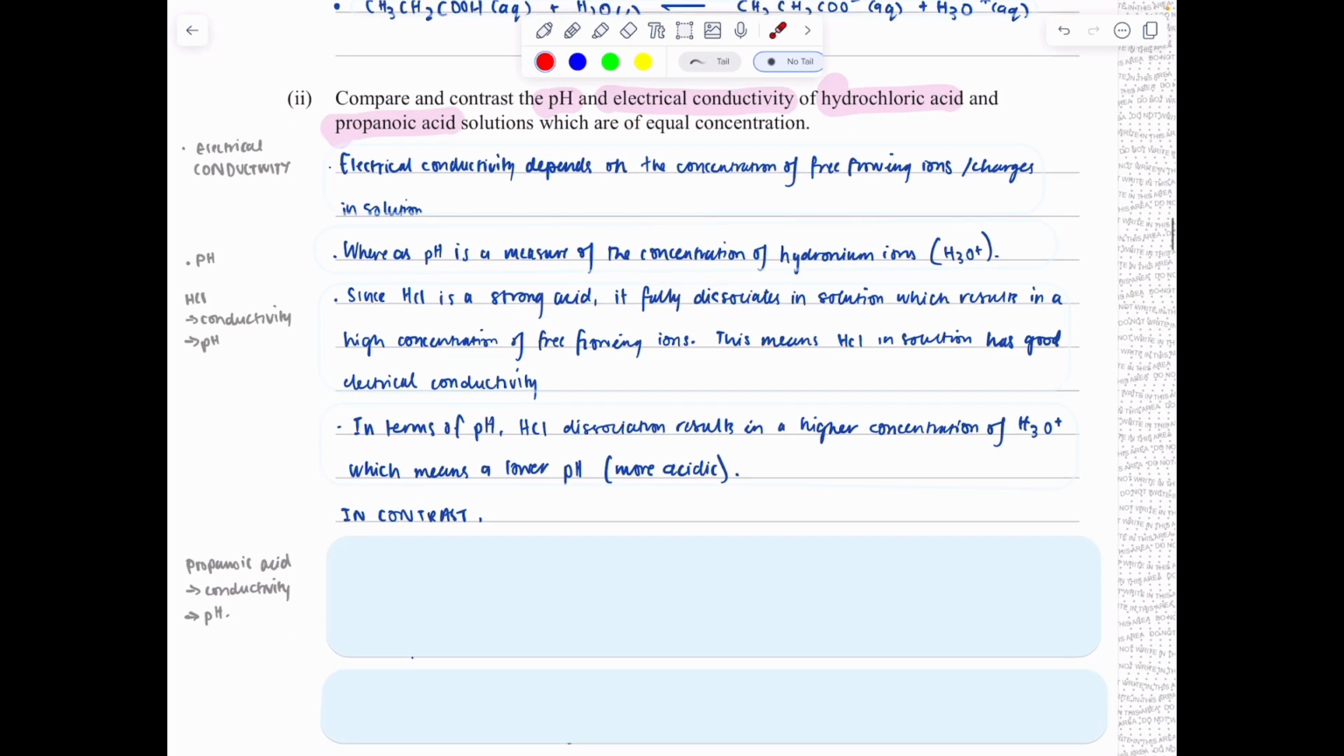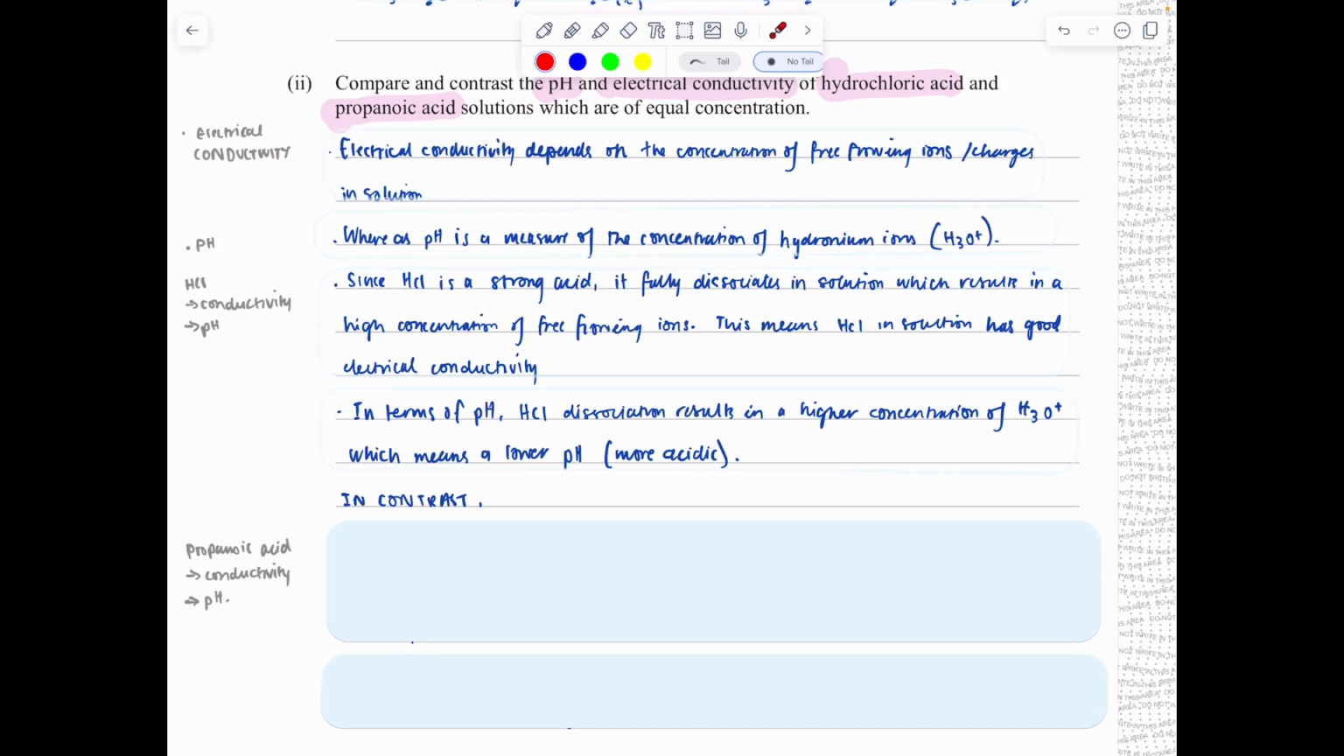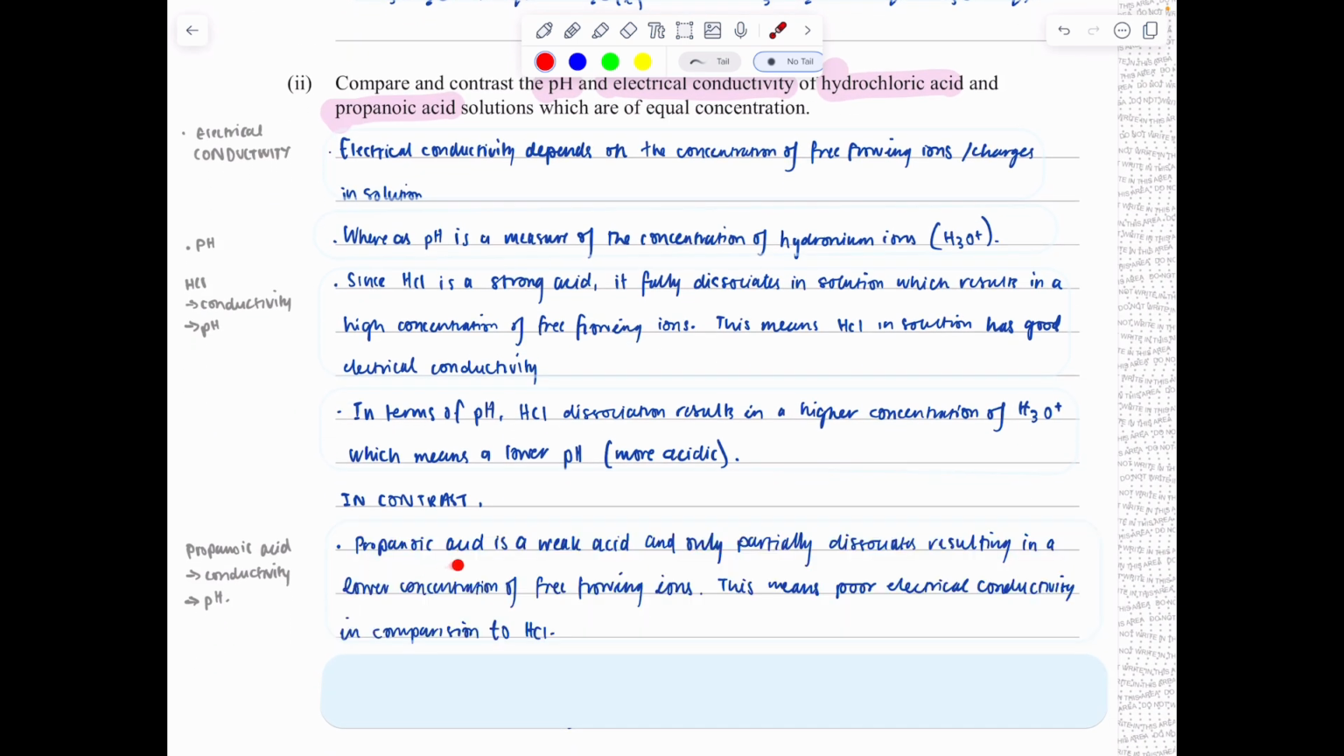In contrast, let's look at propanoic acid. Let's look at the conductivity. Propanoic acid is a weak acid and only partially dissociates in solution. So this results in a lower concentration of free-flowing ions because it's not as broken apart as HCl. This means poor electrical conductivity in comparison to HCl. Cool, we've done conductivity, let's look at pH.